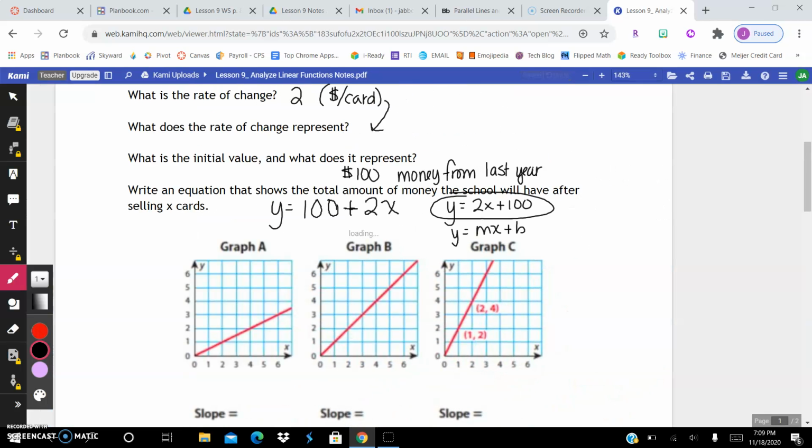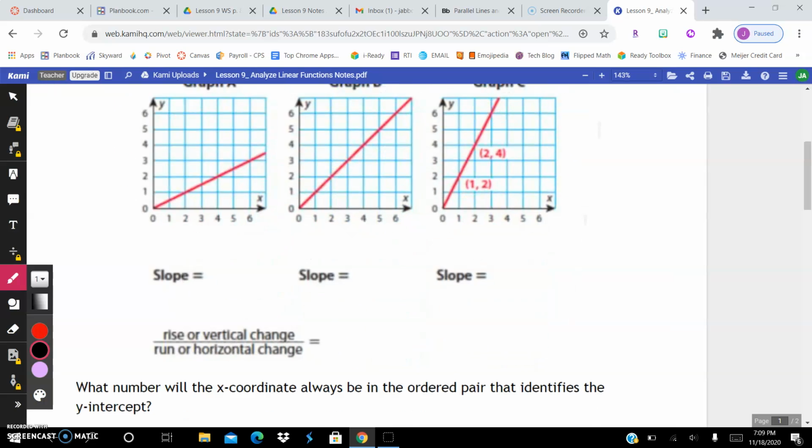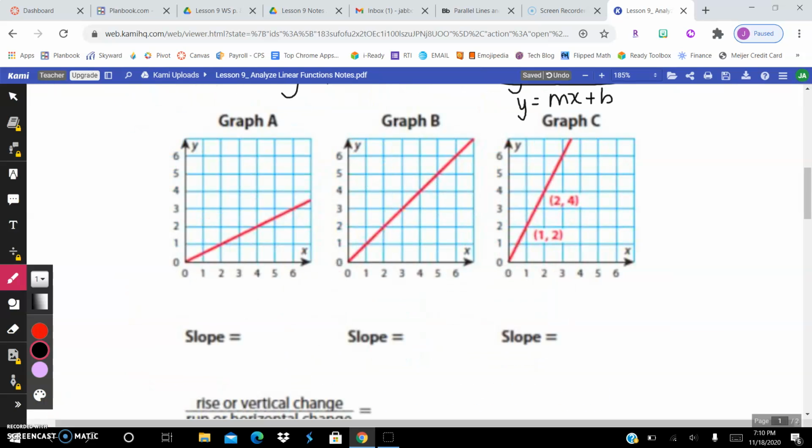So that would be the equation for that problem. Now looking at these three graphs, they're asking us to find the slope. And the slope is rise over run, or rate of change. And we're just going to pick two dots.